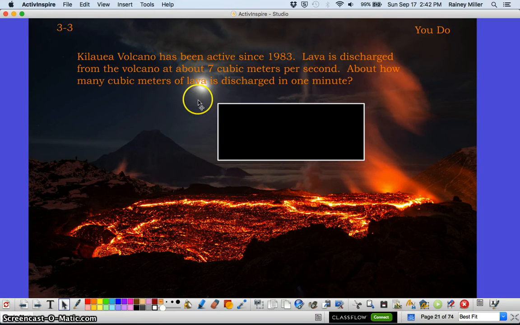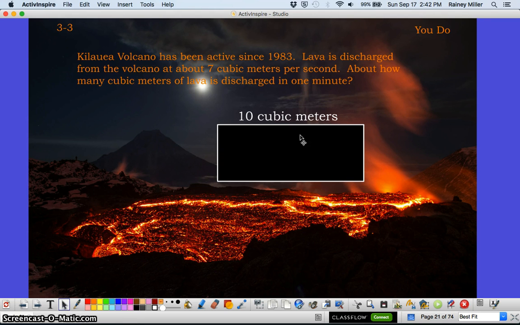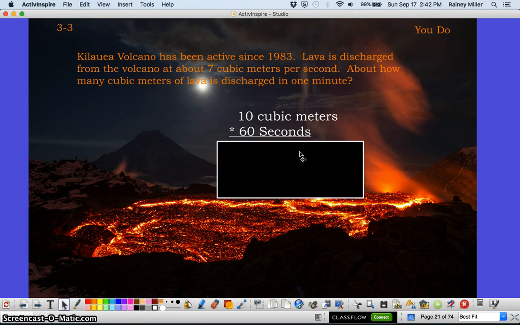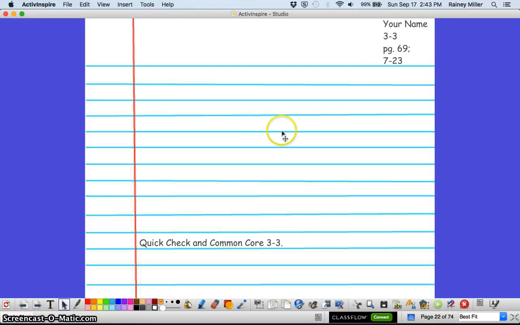Okay, so I go ahead and I kind of estimate and I go, okay, 7 cubic meters per second in 1 minute, which I know is 60 seconds. So I go, okay, 7 cubic meters is about the same as 10 cubic meters. And then 60 seconds is a minute, so I know 6 times 1 is 6, and then 2 zeros behind it. So I know that it's about 600 cubic meters. So now what you're going to do is you're going to actually try this out. So you're going to do page 69, 7 through 23.